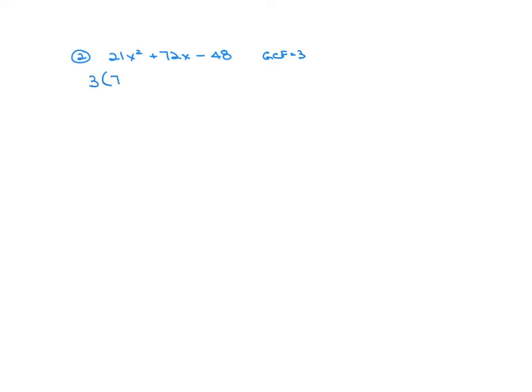And I'll have 7x squared. See how many 3's are in 72. There are 24. And then minus 48 divided by 3 is 16. Now the nice thing about this is we have an easier quadratic to factor. All right, let's try to factor it. Start off by splitting that middle term. I want two numbers that add together to be 24 and multiply together to be 7 times 16.